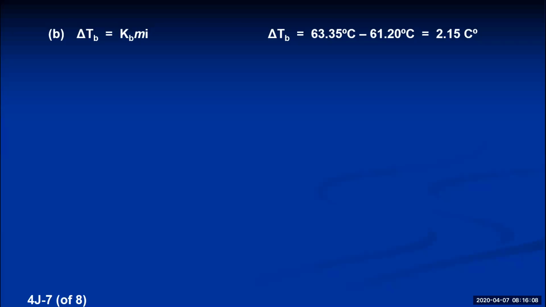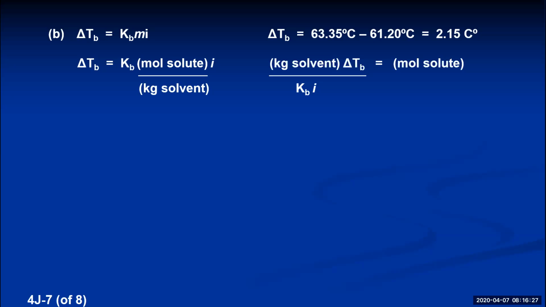And if we know the change in the boiling point, we can then calculate the number of moles of solute that must have been dissolved. I'm going to do that by taking my colligative property equation and rewriting molality as moles of solute per kilogram of solvent, and then solving this expression for moles of solute. So the moles of solute will equal the kilograms of solvent multiplied by the change in the boiling point, divided by the molar boiling point constant, and divided by the value for i.